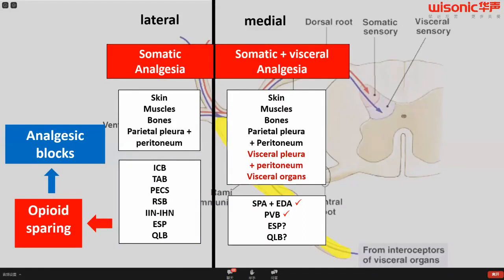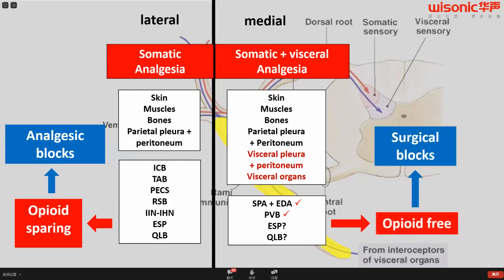But what about the erector spinae plane block and the quadratus lumborum block? If you have somatic and visceral analgesia, you will have an opiate-free patient after the operation. But these blocks can also be used for surgical anesthesia. You can do thoracic and abdominal operations without general anesthesia when you use only these kinds of blocks.